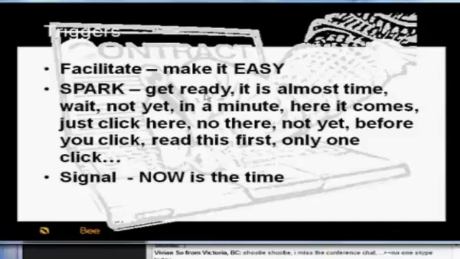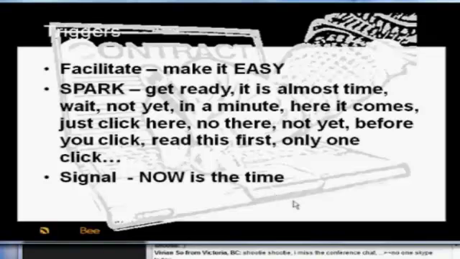Some of the key words that you can use, not keywords in as much as marketing, but signal words. Some of the signal words you will see are get ready, it's almost time, wait. Even though that's a negative, it's a positive, and I'll go through that a little bit more in a copywriting video. But not yet, in a minute, here it comes, just click here, no there, not yet, before you click, read this first, only one click, and then you get to the signal, the call to action. Now is the time, click here.